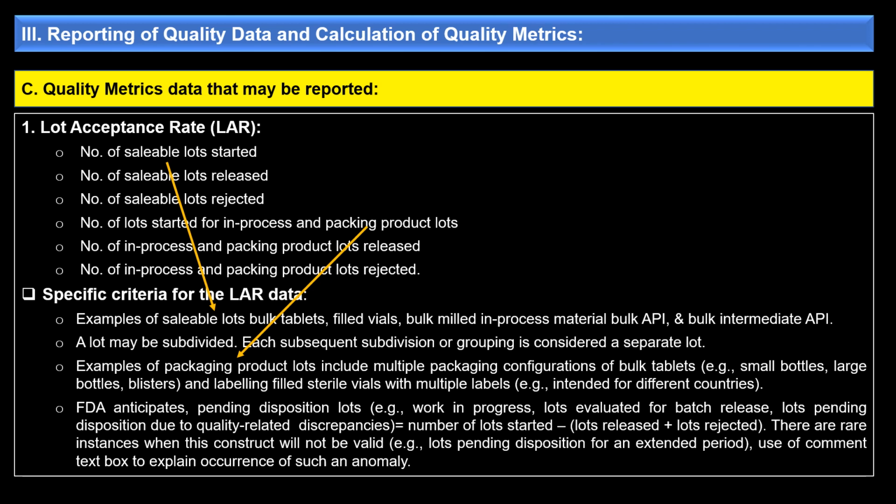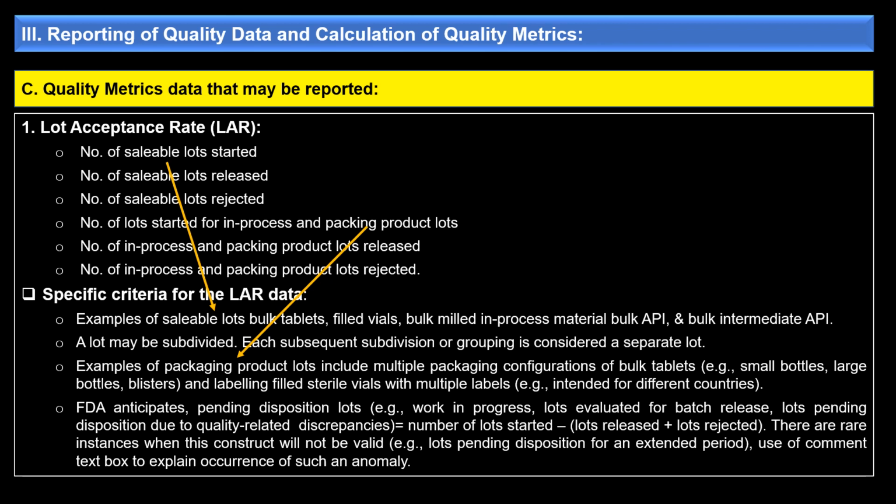So FDA anticipates pending disposition lots, for example, the work in progress, lots evaluated for batch release, lots pending disposition due to quality related discrepancies, is equal to the number of lots started minus the lots released plus lots rejected.